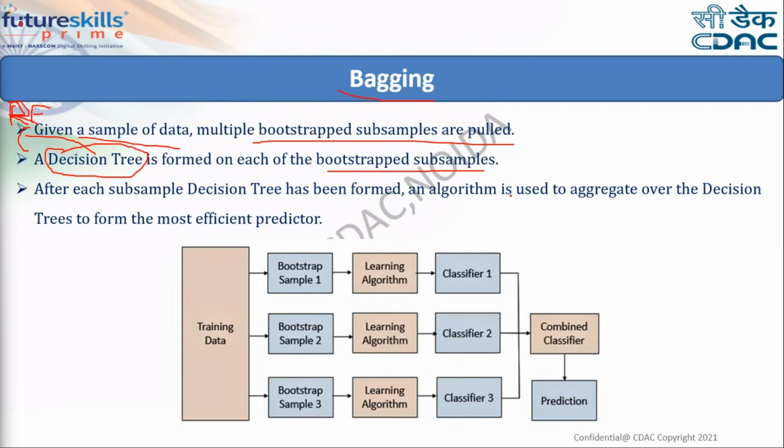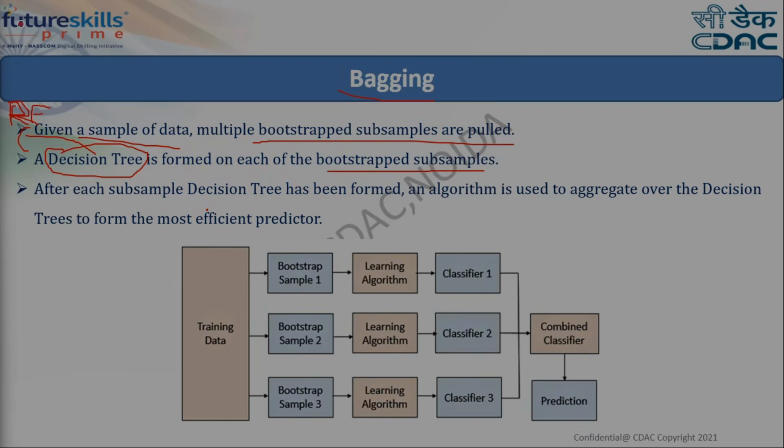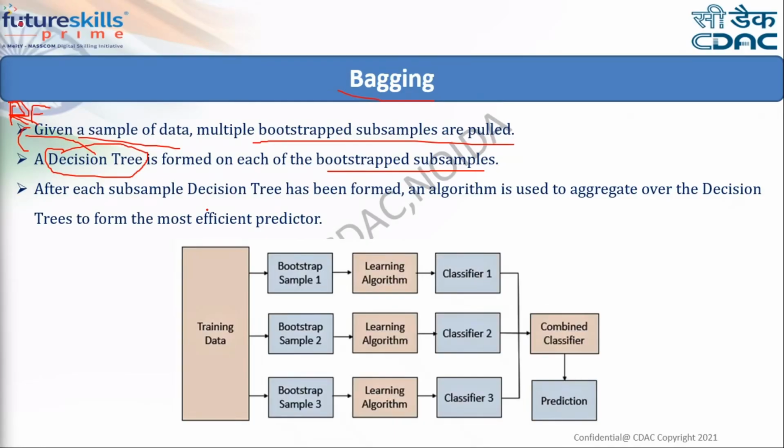After each subsample decision tree has been formed, an algorithm is used to aggregate over the decision trees to form the most efficient predictor. I guess I have to change the terms over here. Whenever we talk about bagging, we cannot say that for every subsample a decision tree will be created. Bagging can use different algorithms. It could use decision tree, it can use KNN, it can use SVM. Different algorithms it can use when we are talking about ensembling.